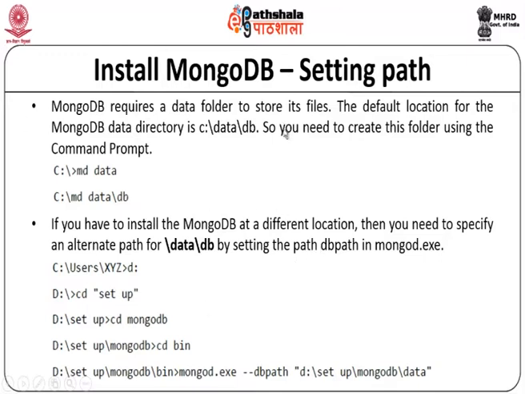If MongoDB is going to be in a different location, if it is not in the C drive, then you need to specify an alternate path for the data/db folder or directory. How this can be done is, you go to the respective drive and type cd setup, after which you type cd MongoDB and then cd bin. It will take you to the bin folder in which you will find the mongo.exe file. There you will have to set the path.